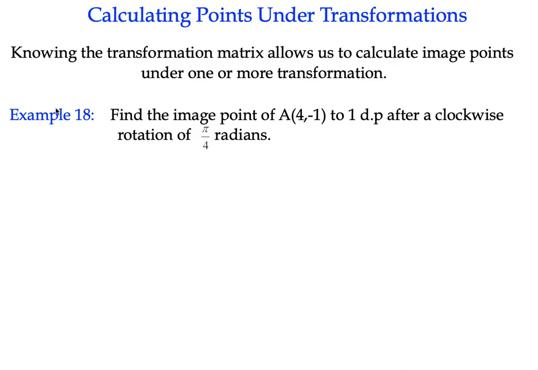Okay. So here is example 18. It says find the image point of A, which is the point (4, -1), to 1 decimal place after a clockwise rotation of pi over 4 radians. We know that with the examples we've done so far, there's often exact values involved, like surds, √3/2. In reality, if we were actually plotting points, we would want decimal approximations. We're not going to worry in this case about exact values, but we're going to round our coordinates to 1 decimal place. So the first thing we need to do is to work out our transformation matrix.